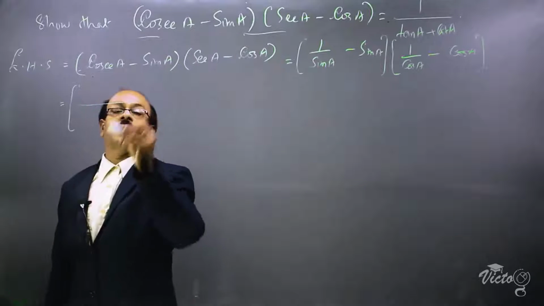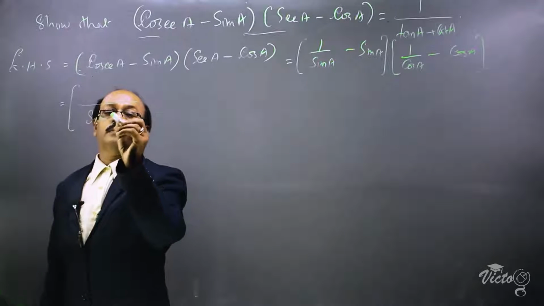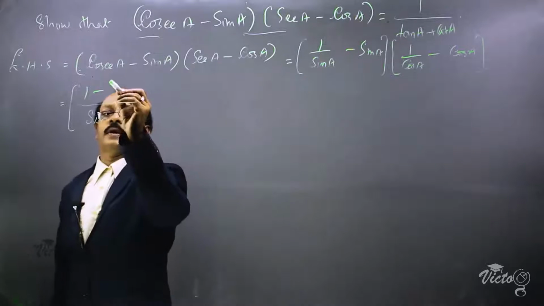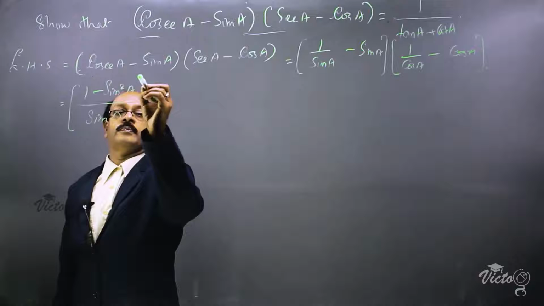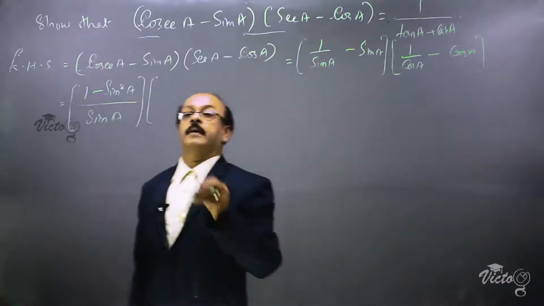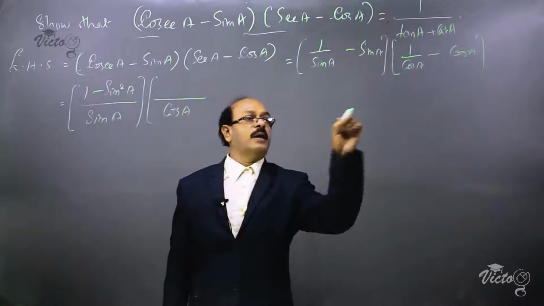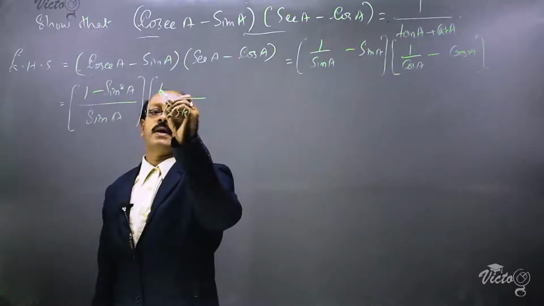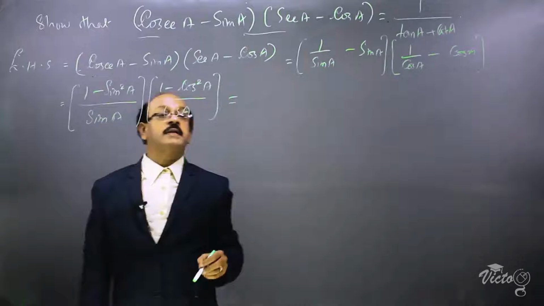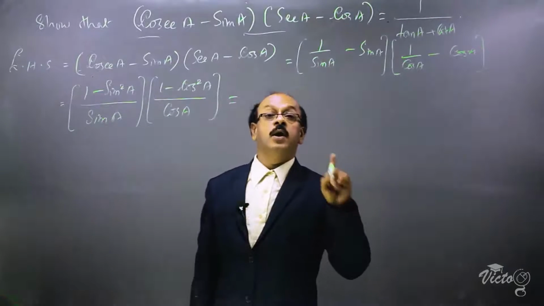Taking the LCM and cross multiplying, here the LCM is sin A. 1 minus, cross multiplying sin A into sin A, it is sin square A. Similarly, in the next bracket, LCM is cos A. Numerator becomes 1 minus cos A into cos A is cos square A. 1 minus cos square A. What is 1 minus sin square A? So suddenly remember the identity: 1 minus sin square A is cos square A.